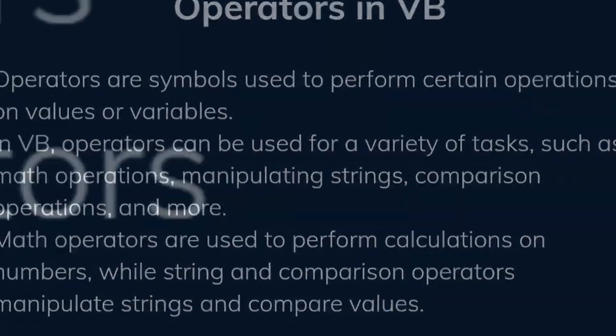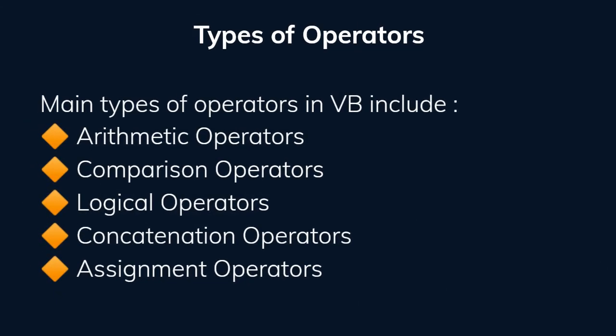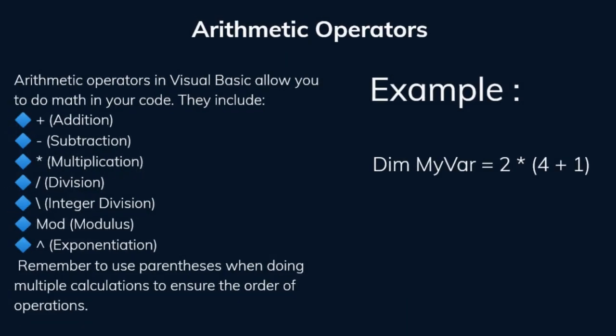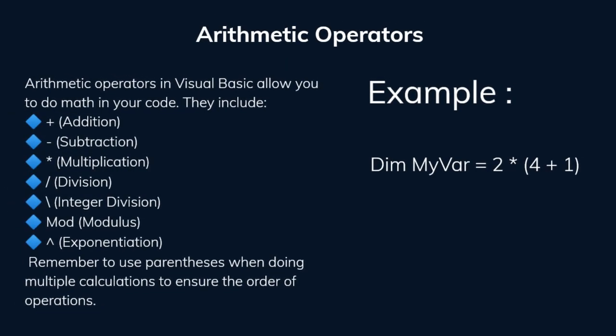compare values. There are a few types of operators in Visual Basic, and the main ones include arithmetic operators, comparison operators, logical operators, concatenation operators, and assignment operators. We first have the arithmetic operators. Arithmetic operators in Visual Basic allow you to do math in your code. They include addition, subtraction, multiplication, division, integer division, modulus, and exponentiation.